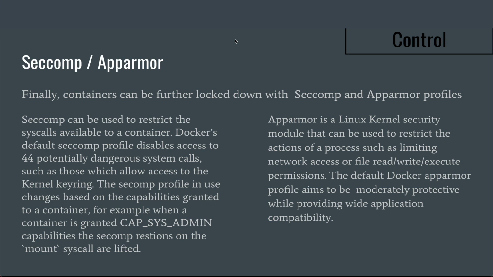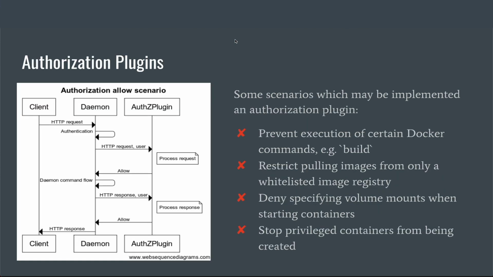AppArmor is a Linux kernel security module that can be used to restrict the actions of a process, such as limiting network access or file read, write, and execute permissions. The default Docker AppArmor profile aims to be moderately protective while providing wide application capability. On top of the built-in security settings, Docker implements a plugin interface to allow users to write custom authorization plugins to restrict the commands and command options that can be executed against Dockerd. However, no authorization plugins are installed by default.